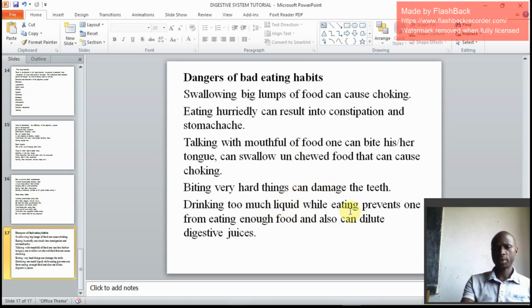Drinking too much liquid while eating prevents one from eating enough food and also dilutes digestive enzyme juices. We have seen different digestive juices. That's what we can discuss on digestion. Take time and listen to these tutorials and you'll move to the next level scientifically.